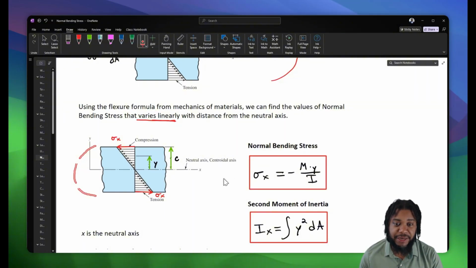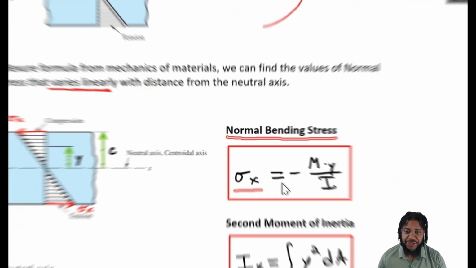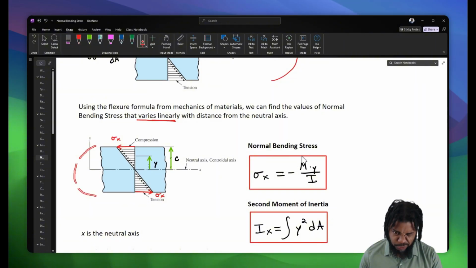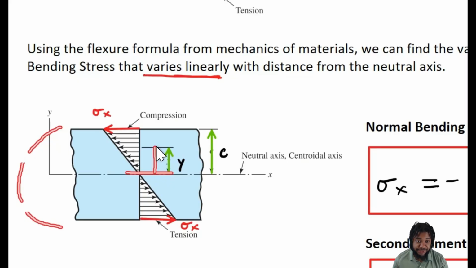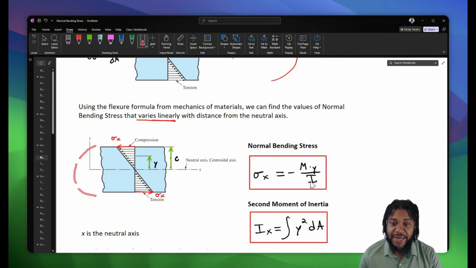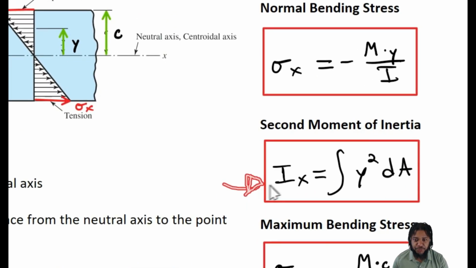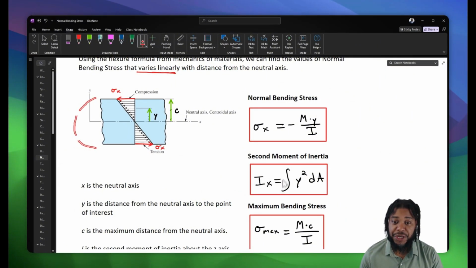Now, how do we calculate that stress? Well, normal bending stress, sigma x, is equal to negative our coupled moment M times y, which is our distance from the neutral axis, so where we are actually calculating sigma, divided by I, which is our second moment of inertia. Now I, in this case with respect to the x-axis, is equal to the integral of y squared times dA, where dA is a differential area that we need to solve for.